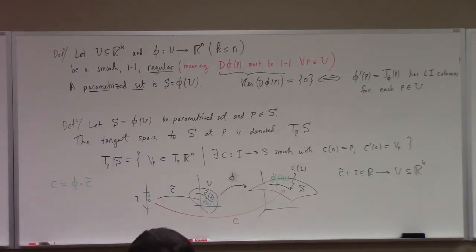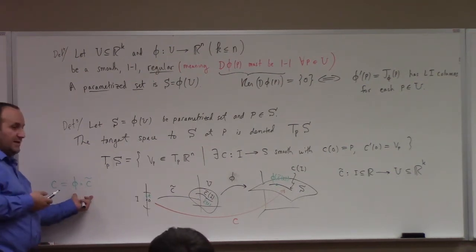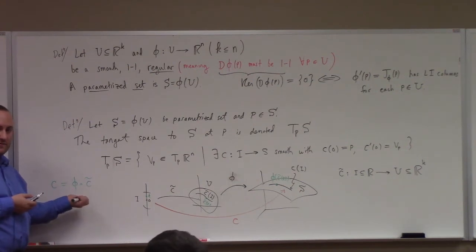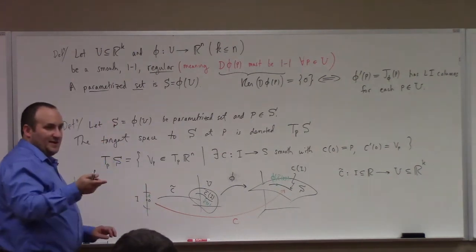When you start defining things like smooth on a surface, it begs the question, what do you mean by that? This is what we mean by it: it's the composite of a smooth curve with our regular parameterization of the geometric set. And then his next theorem proves that this tangent space to P at S is in fact a vector space of dimension, just dimension K.